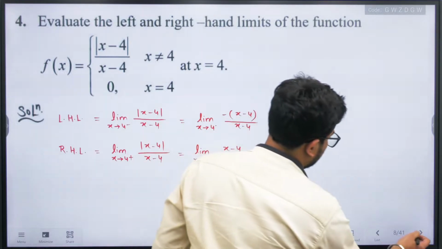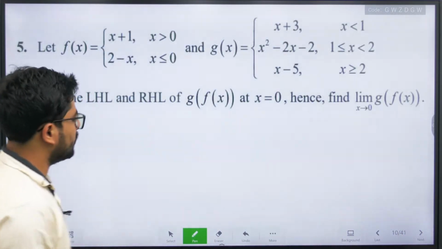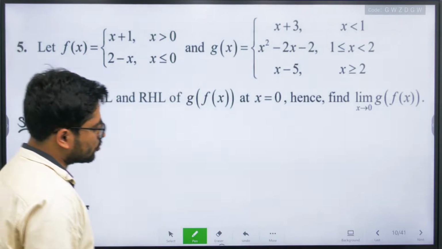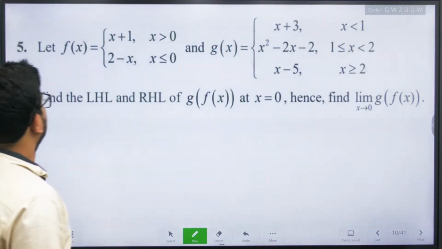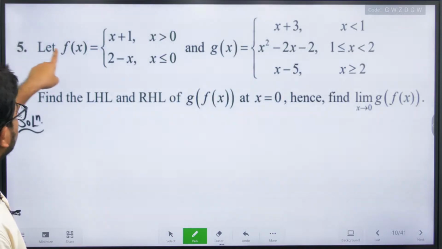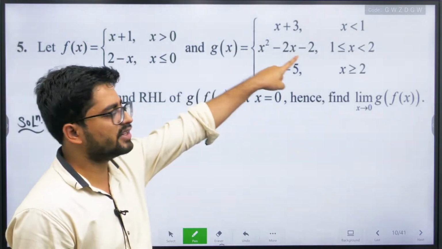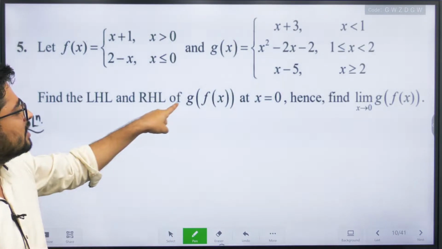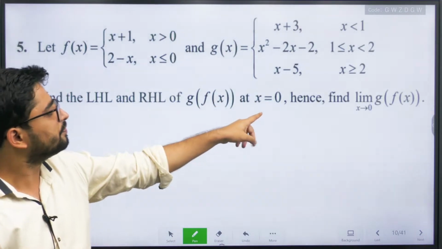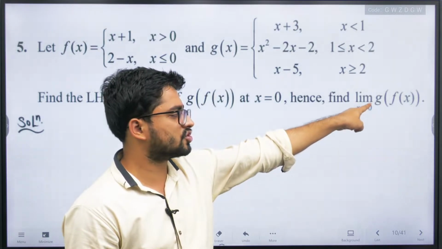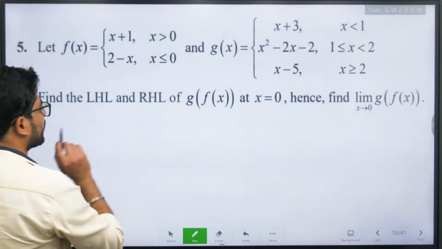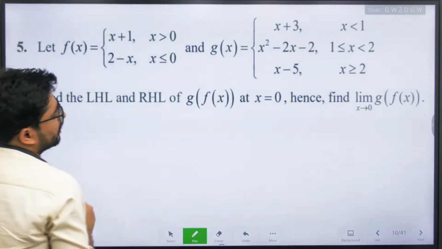Now let's do the next one. Next question is here. You have functions f of x and g of x, and find the left hand and right hand limit of this function at x is equal to 0. Hence find limit x tends to 0 of g of f of x. Okay, sir. First of all, calculate the left hand limit of this.